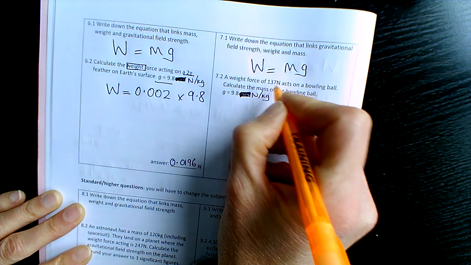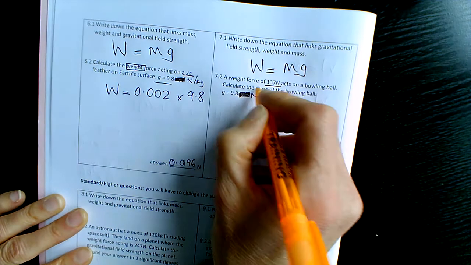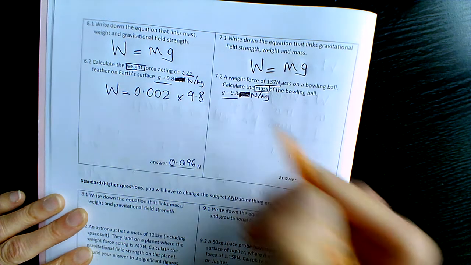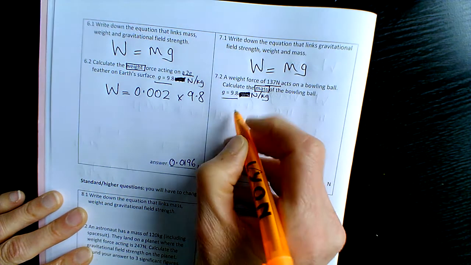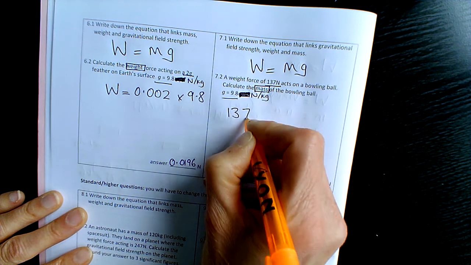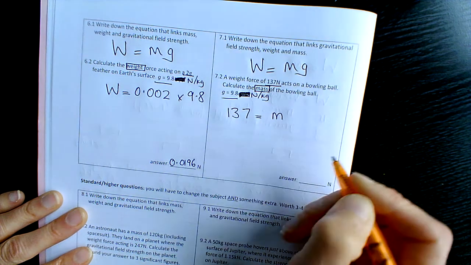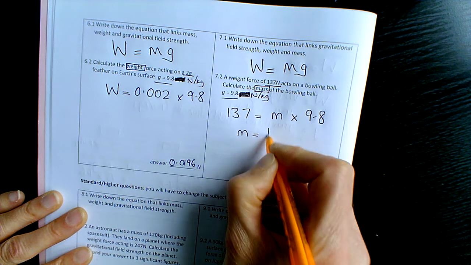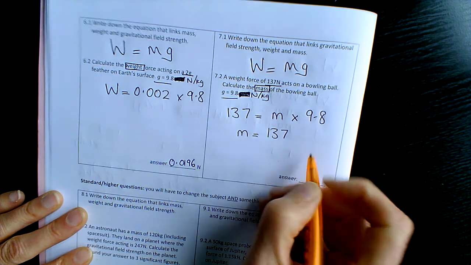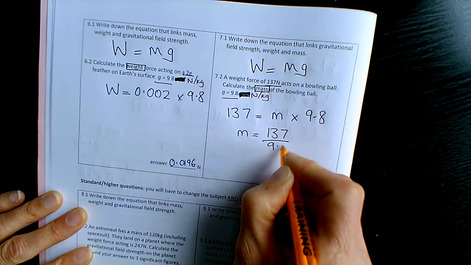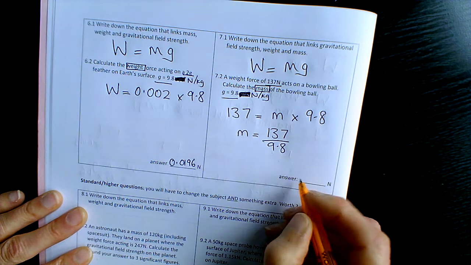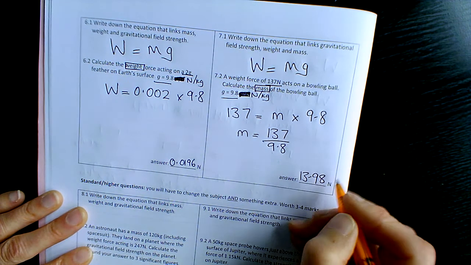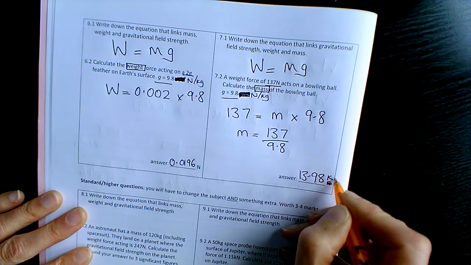Question 7. You're given the weight force this time, and you're asked to calculate the mass. So you put a box around the mass, and you're given gravitational field strength. So you put your numbers in, 137 is equal to the mass that you don't know, multiplied by 9.8, and then to work out the mass, divide both sides by 9.8, and so your mass is 13.98, and it should be kilograms.